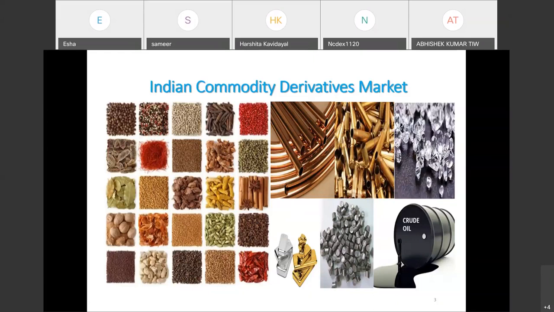In oil seed, I have told you about refined soya oil and mustard seed oil. In food grains, we have wheat, then maize. In pulses, we have chana. And in non-agri commodities, we have diamond, then copper, aluminium, zinc, nickel, lead, crude oil, natural gas.